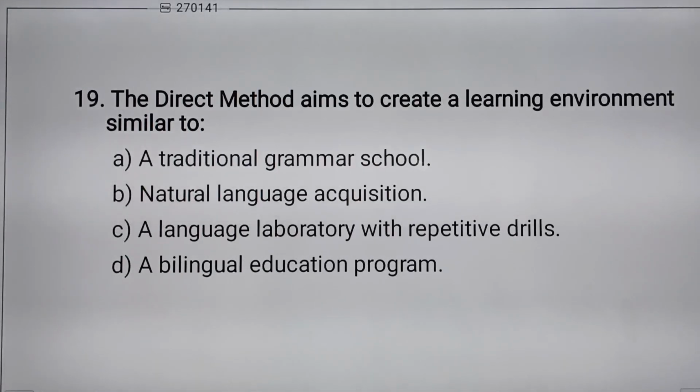Next, the direct method aims to create a learning environment similar to A. A traditional grammar school. B. Natural language acquisition. C. A language laboratory with repetitive drills. D. A bilingual education program. The right answer is B. Natural language acquisition.